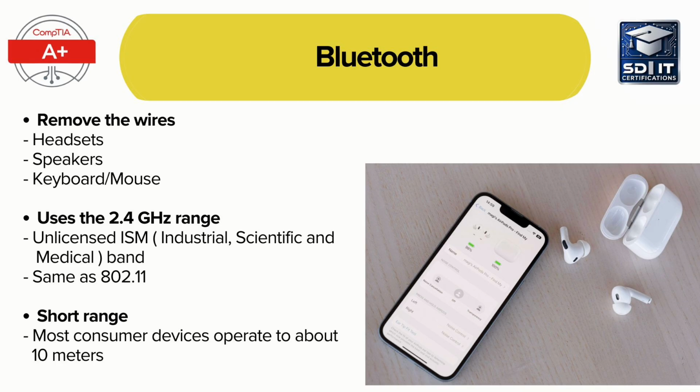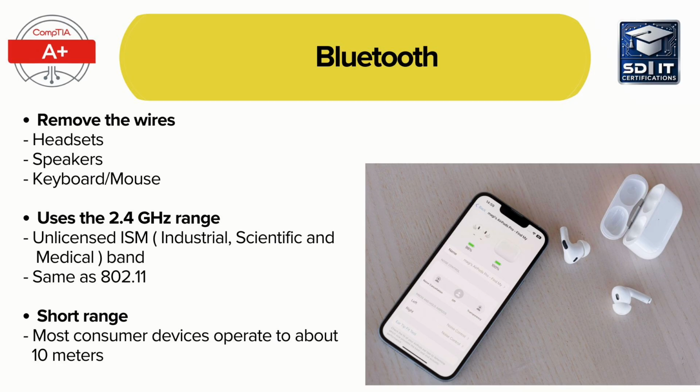But 802.11 is not the only way to transmit wirelessly. If you're using a wireless headset or wireless speakers, you're probably using Bluetooth to be able to connect those devices to your computer. Bluetooth technology uses the 2.4 GHz range. You might also see this referred to as the unlicensed ISM frequencies. That stands for the Industrial, Scientific, and Medical Band. These are frequencies that don't require any specialized licenses to be able to use them, which is why we can simply turn on our computers and be able to connect to other devices using 802.11 or Bluetooth.